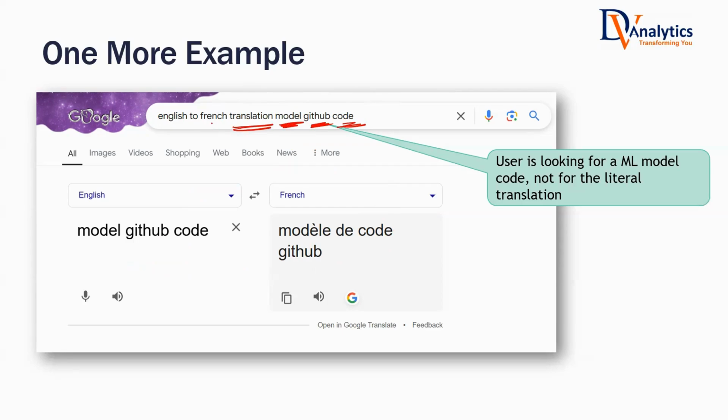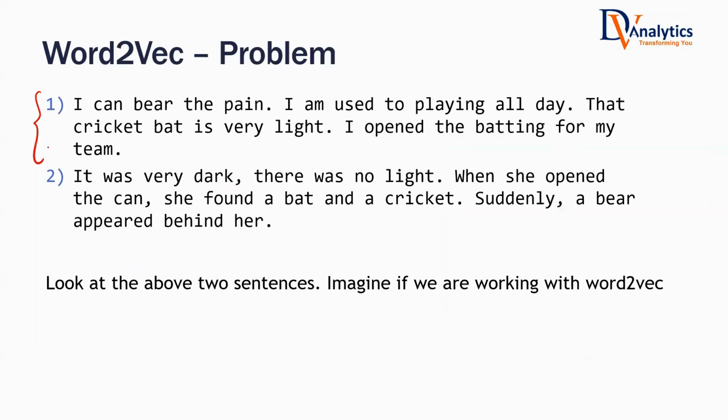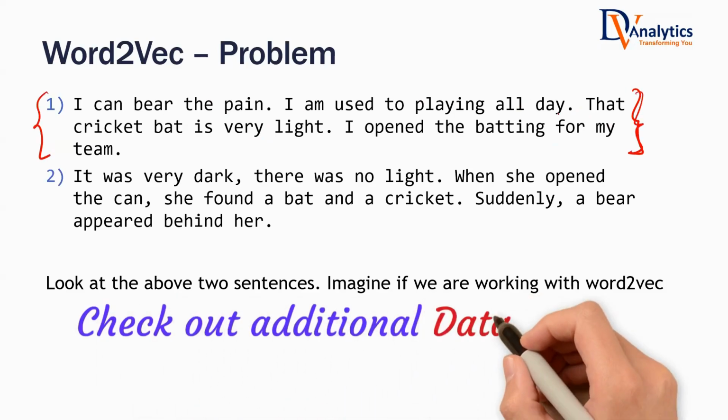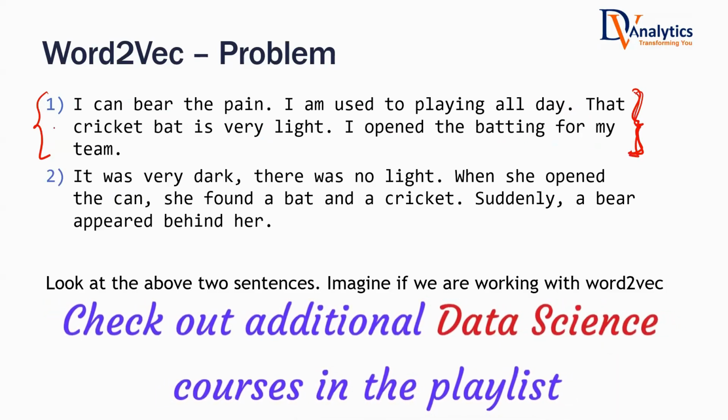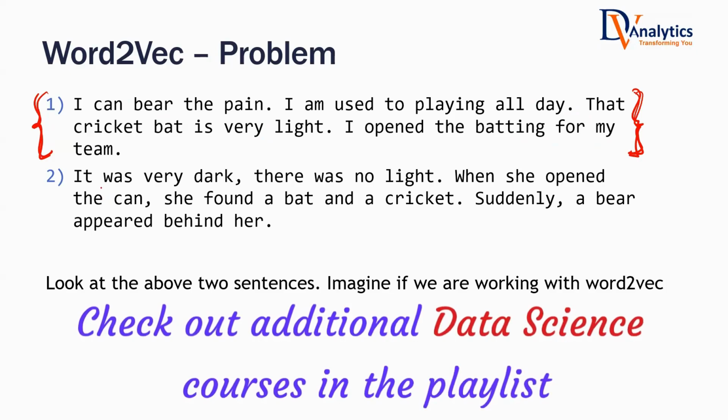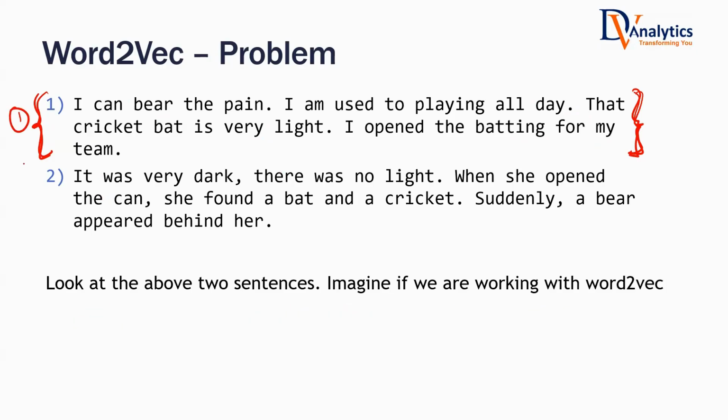So let us see once again the Word2Vec problem. If you see the first text: I can bear the pain. I'm used to playing all day. That cricket bat is very light. So this is a conversation that is happening on a cricket field. Cricket is a sport, and somebody is talking like this. I can bear the pain. Probably he got hurt on the cricket field. I'm used to playing all day, so that cricket bat is very light. I opened batting for my team, so he used to bat first. Always, he was an opener. So that was the first text, a totally different context, a conversation happening on a cricket field.